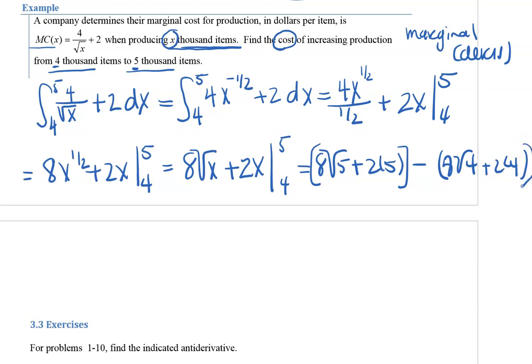I would always write out, especially with this odd evaluation here, I would go ahead and write it all out and then use your probably on-screen calculator to help you with this. And this is going to give you approximately, let's round it, 3.889. And so it will cost $3,889,000 to increase production from 4,000 items to 5,000 items. And these are the type of problems that we're trying to get to or learn enough concepts to be able to work with.